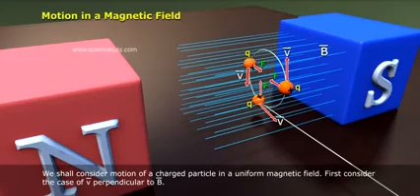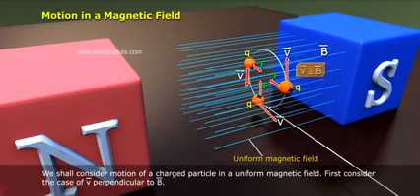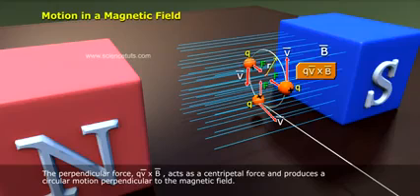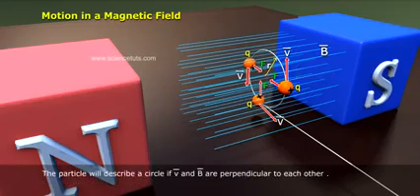We shall consider motion of a charged particle in a uniform magnetic field. First, consider the case of v perpendicular to B. The perpendicular force q v cross B acts as a centripetal force and produces a circular motion perpendicular to the magnetic field. The particle will describe a circle if v and B are perpendicular to each other.